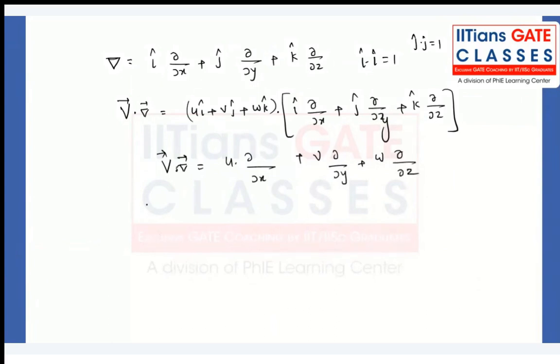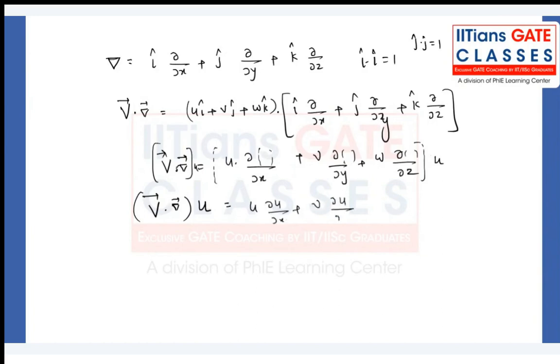Now further, the vector v dot del operator, we are multiplying with u, the x component of velocity. So u will be coming in the bracket term: dou u by dou x plus v into dou u by dou y plus omega into dou u by dou z. Only learning the formula is okay, right? We have learned the formula, that's it.